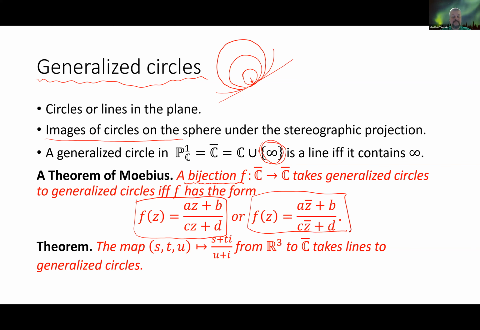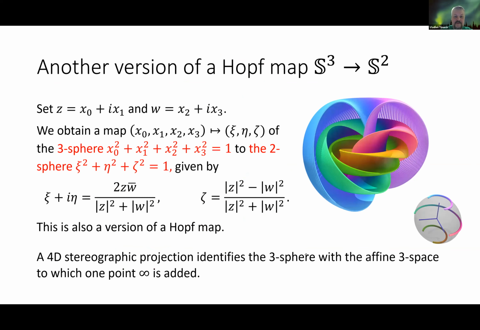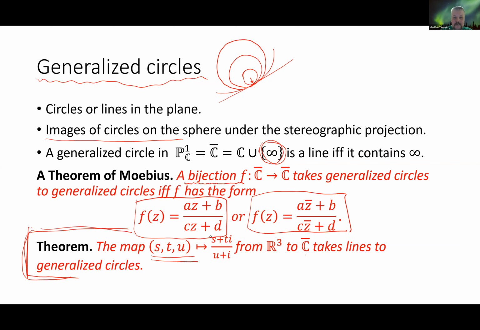So now a theorem equivalent to the property of Hopf fibration, of Hopf maps already stated, is the following. The map from 3-space to the extended plane of complex numbers given just by putting the first two numbers in the numerator and the third number in the denominator plus i. So this map takes lines to generalized circles. Well, in principle, this can be verified by direct computation, but I will sketch a more conceptual proof if I have time.